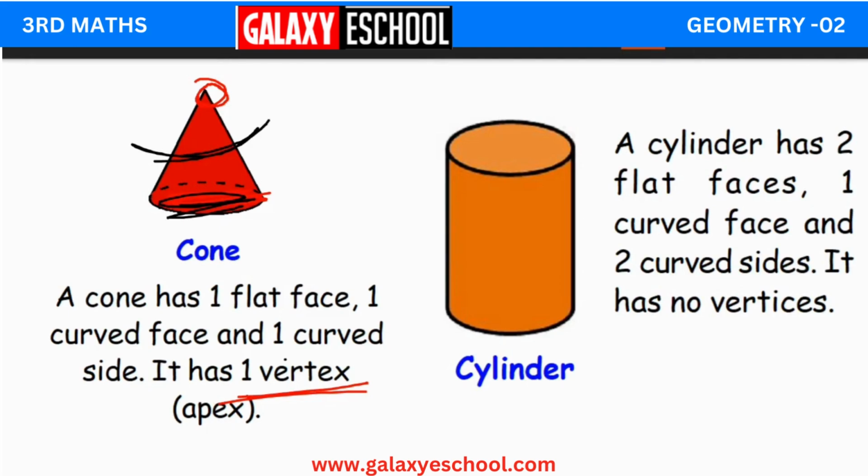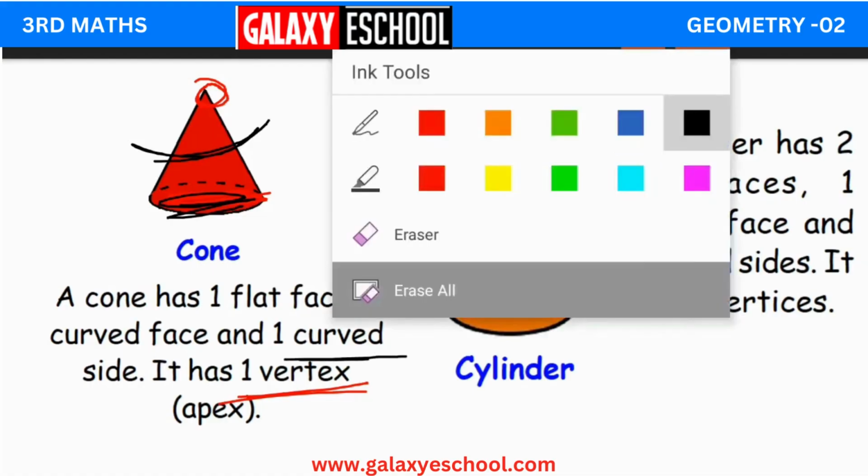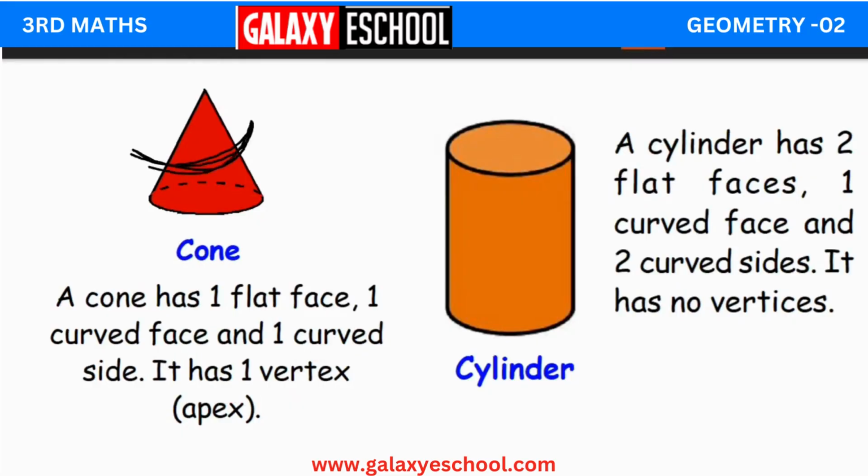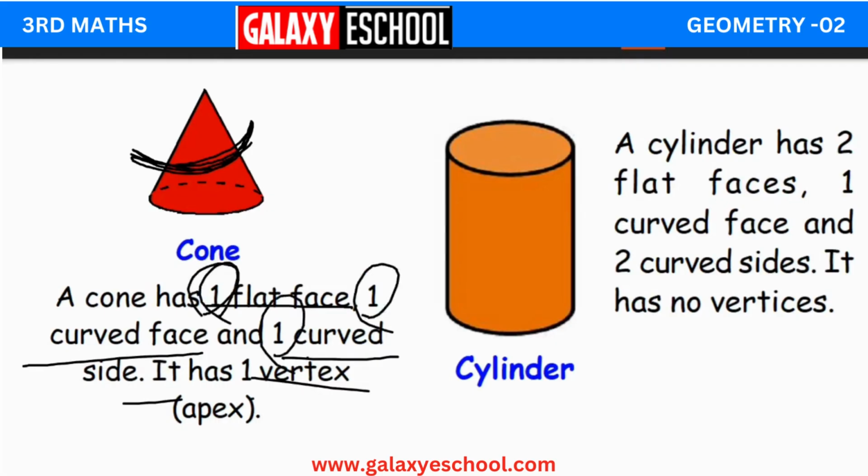A cone is having only one side, only one curved side. See, this side is nothing but only one curved side. Our cone is having one flat face, one curved face, only one curved side, and only one vertex. Everything is one: one flat face, one curved face, one curved side, and one vertex.